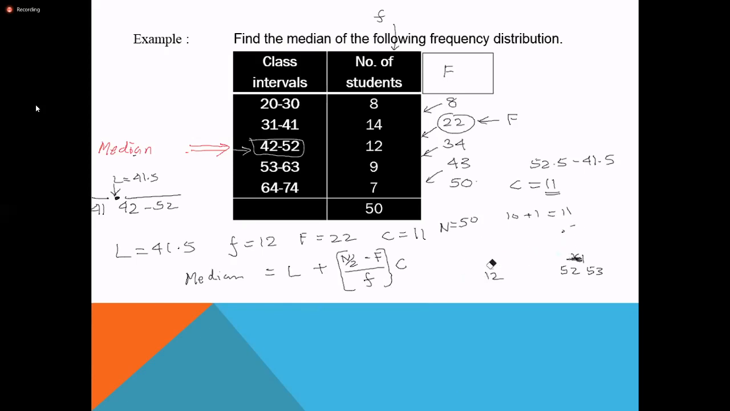I will explain how to do the calculations here. L is then 41.5. So it's 41.5 plus that ratio. Here n is 50, over 2 is 25.